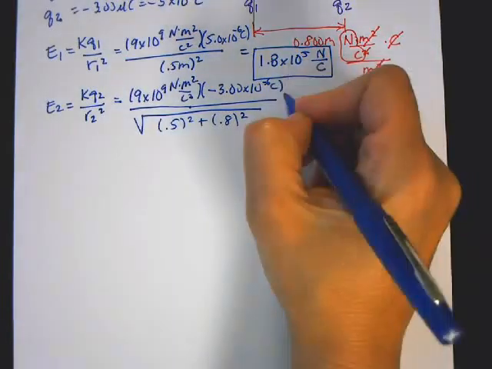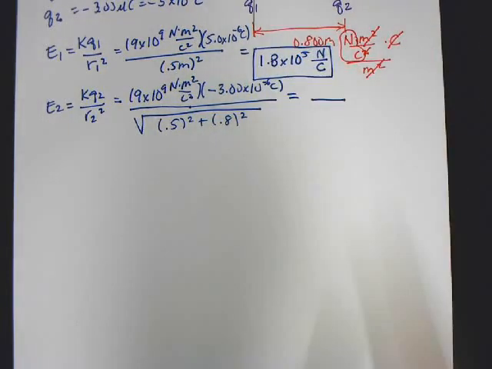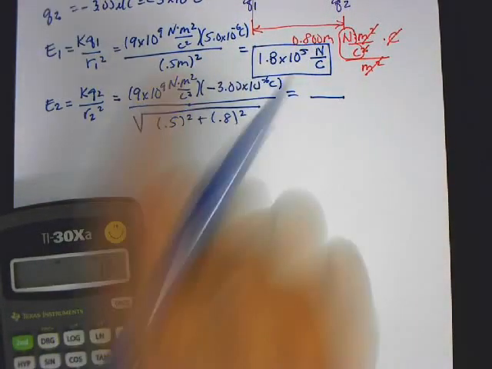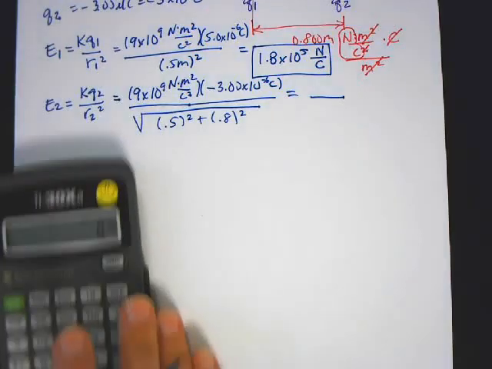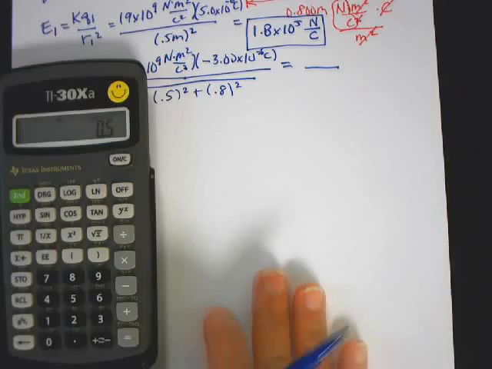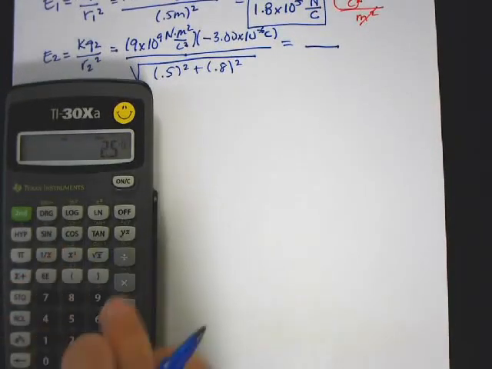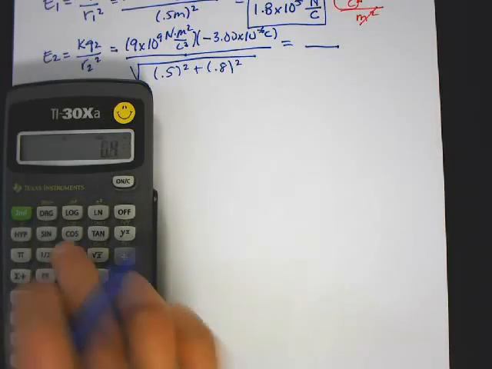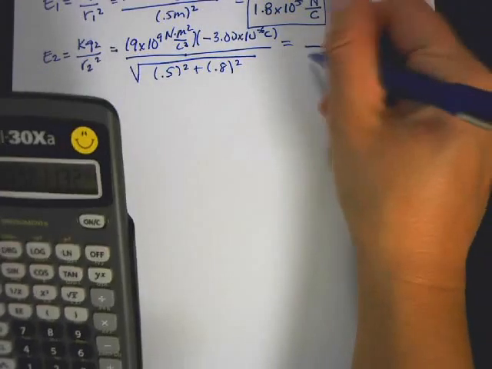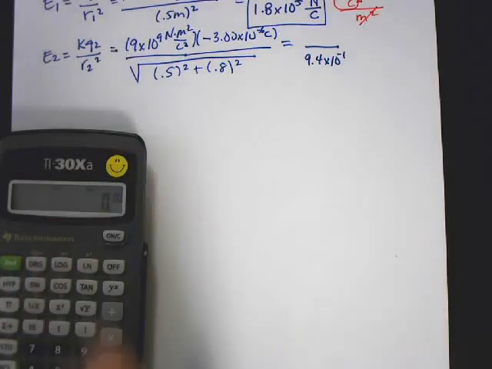Now, I might want to calculate that separately here. Like, I might want to do the numerator and then the denominator, because to do all this at once, you might make a mistake in your calculator. So I might want to do it in two steps and say 0.5 squared plus 0.8 squared equals, square root, and then say my denominator is one number, and then my numerator, 3.